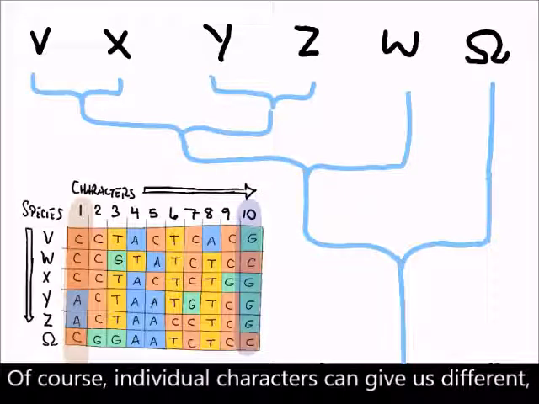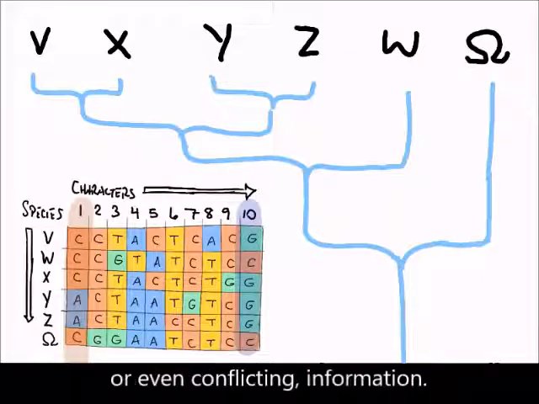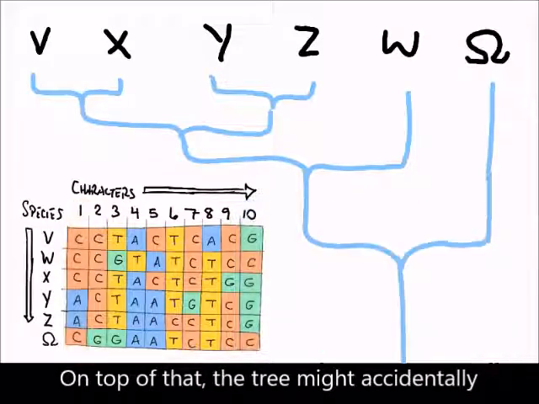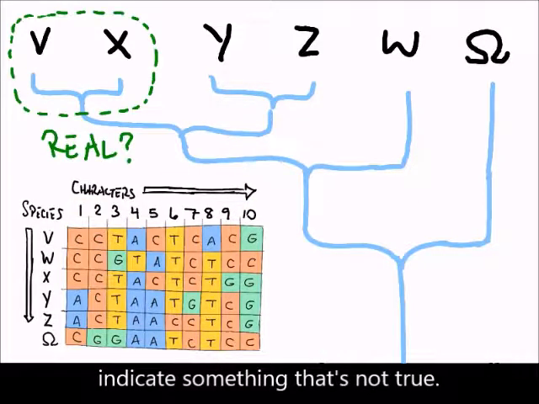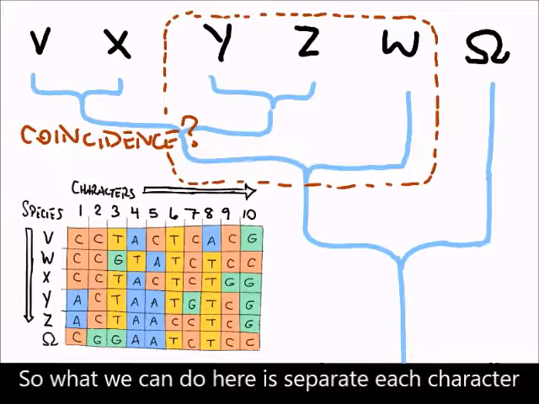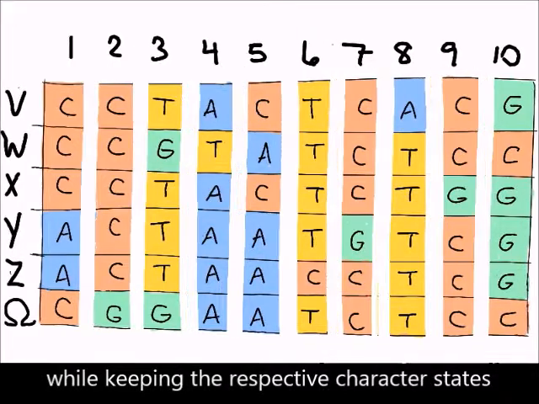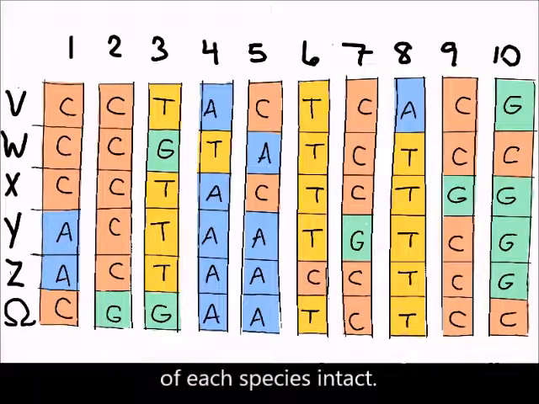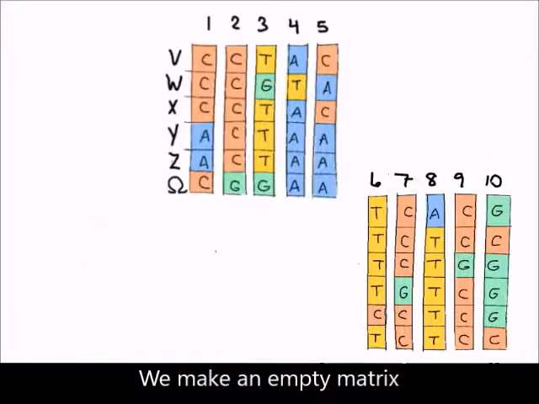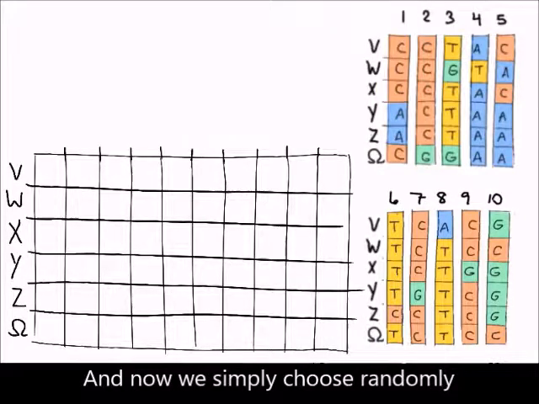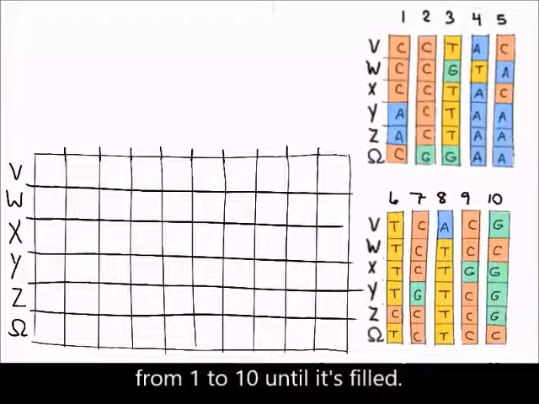Of course, individual characters can give us different or even conflicting information. On top of that, the tree might accidentally indicate something that's not true. So what we can do here is separate each character while keeping the respective character states of each species intact. We make an empty matrix the same size as the original. And now we simply choose randomly from 1 to 10 until it's filled.